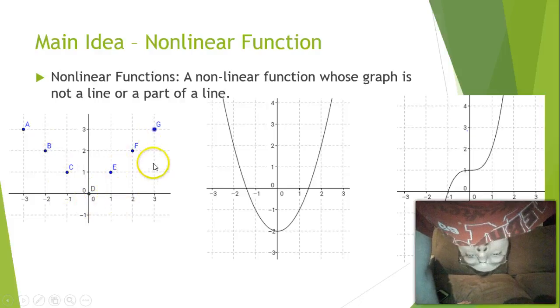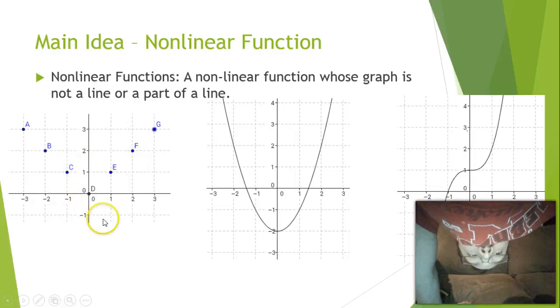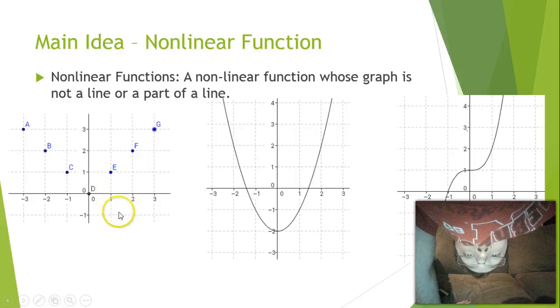Blood rushing to my head. So this is the first one. That is not a line. In fact, if I connected these, it would be like two lines intersecting. This makes a cool V-shaped graph.